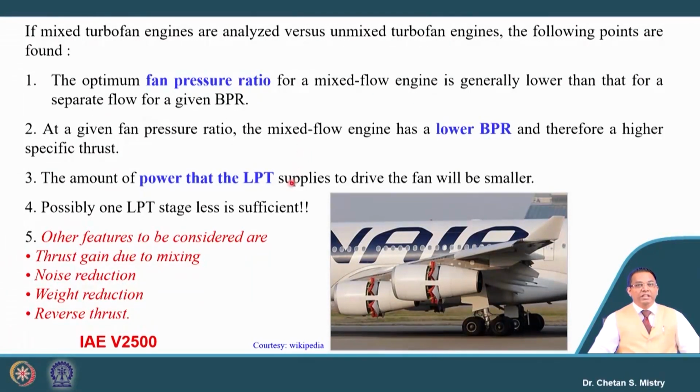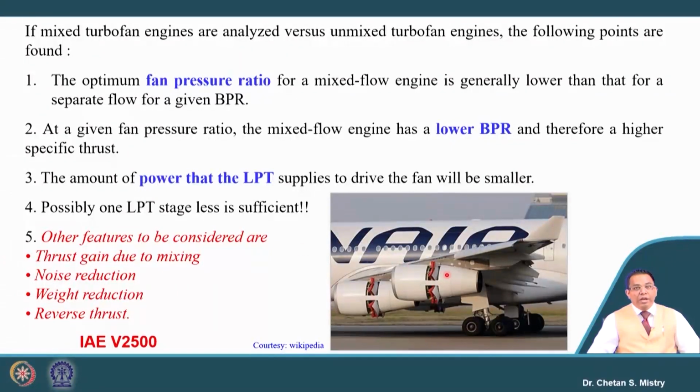Here in this case, since my pressure ratio is lower, the power required by the LP turbine will be lower. It may be possible that you will be able to reduce the number of stages of the LP turbine, and it gives a lot of benefits in terms of thrust gain because of mixing. Again, the problem we were discussing in terms of noise will get suppressed. At the same time, since the number of components is reducing, there is a reduction in weight. One more benefit is that we are able to accommodate the reverse thrust.